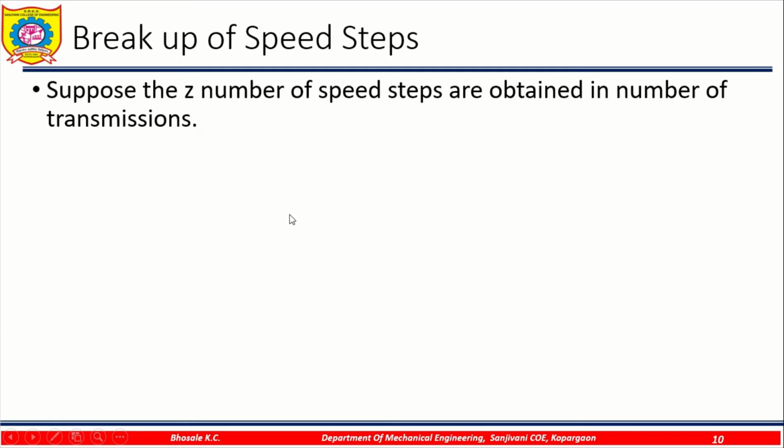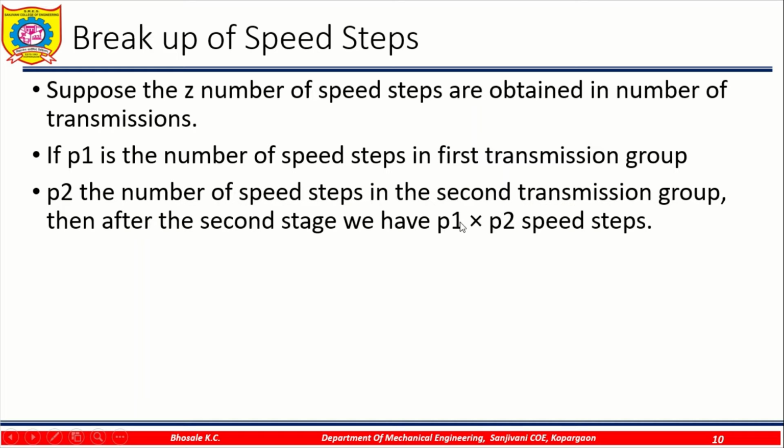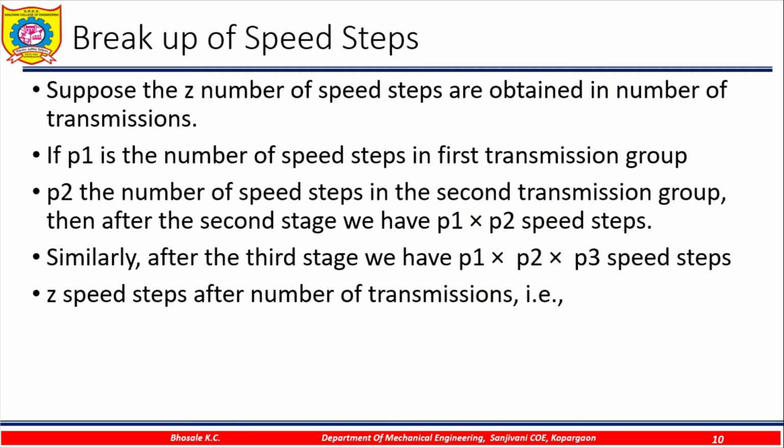Suppose that Z speed steps are to be obtained in a number of transmission groups. If P1 is the number of speed steps in the first transmission group and P2 is the number of speed steps in the second transmission group, then after the second stage we have P1 into P2 speed steps. So we have to multiply the P1 and P2 values. Similarly, after the third stage we have P1 into P2 into P3 speed steps. So Z equals P1 into P2 into P3.